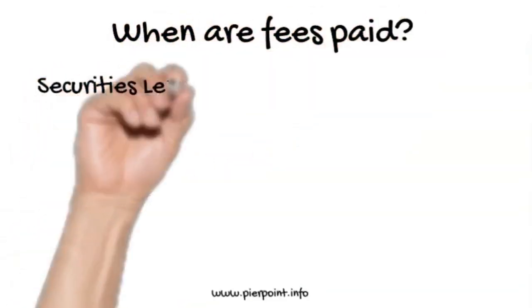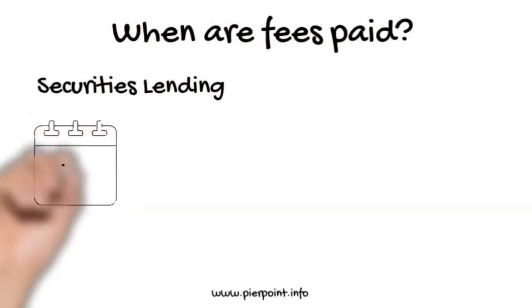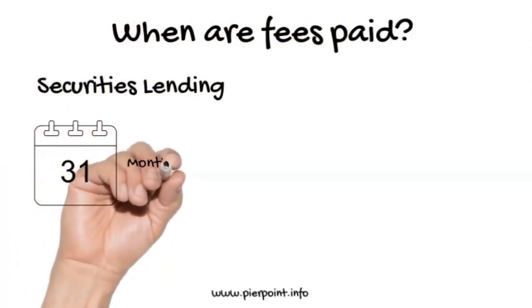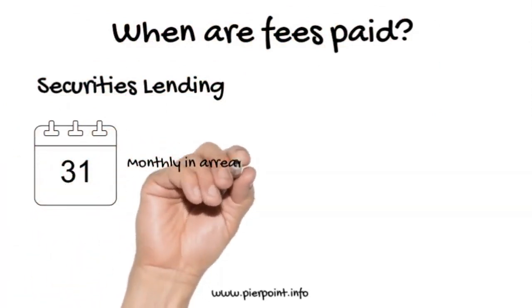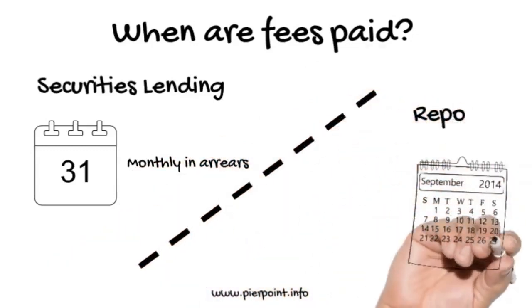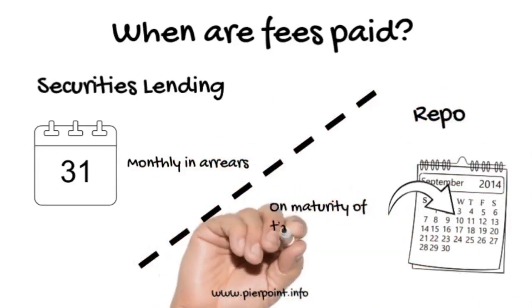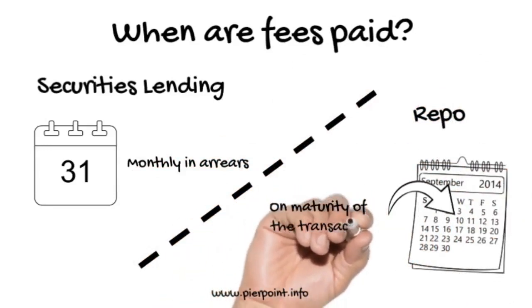When are fees paid? Securities lending fees accrue on a daily basis throughout the month. Then, at the end of each month, a fee statement details what is owed by the borrower, and fees are collected in arrears. For repo transactions, the interest payment is made at the maturity of the trade.